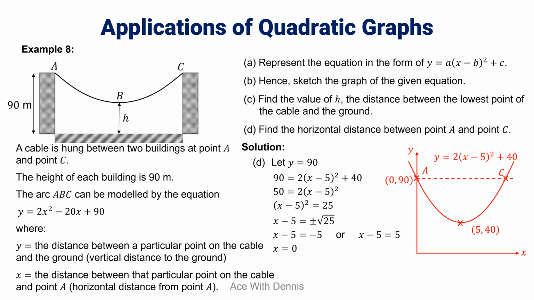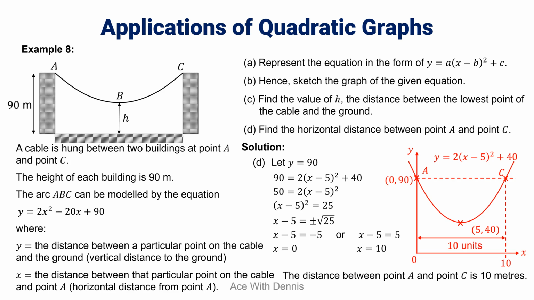Solve these two equations. x equals 0, which is the first point, point A, and x equals 10, which is point C. And then we look at the graph. The origin is 0, and point A is vertically above the origin. And this will be 10. C will be above the value of x equals 10. This will be the horizontal distance between point A and point C, and it is 10 units. So the distance between point A and point C is 10 meters.